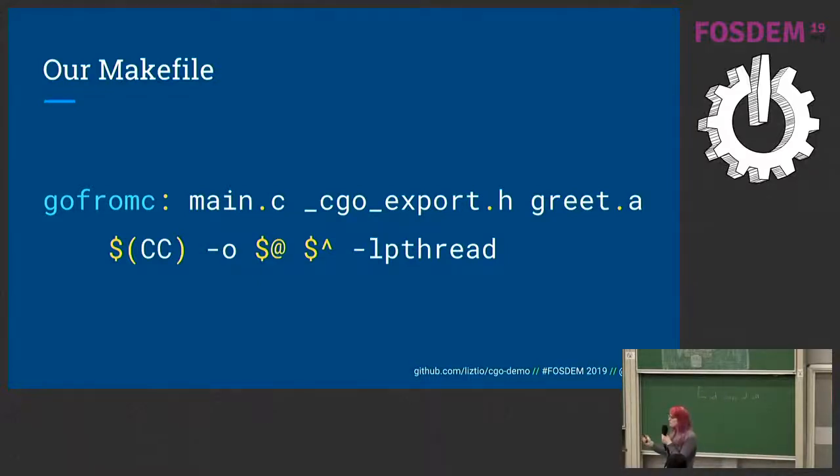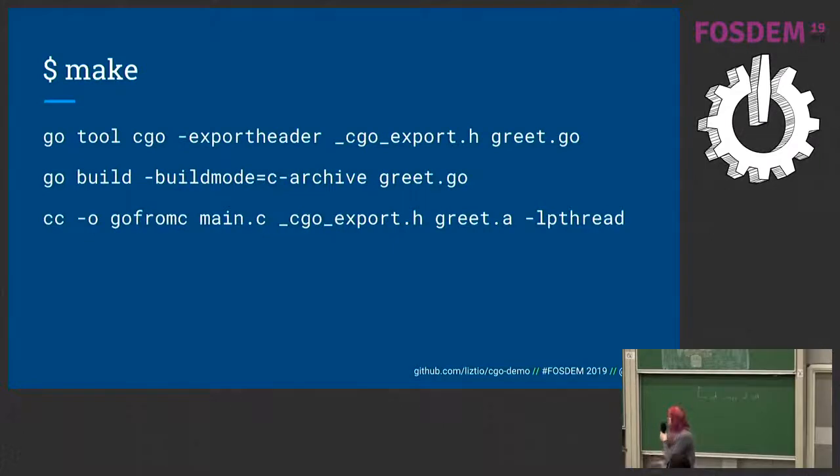So we have a binary called go from C. We take in main.c, which I showed you earlier, the complicated header file, and that archive of C code, of Go code that we created. We throw it all together, and we add pthread on the end because you need the pthread library, and it's not included in Cgo Expert for some reason. Just, it's there. You need to do it. Otherwise, your code won't compile. It's how programming is sometimes.